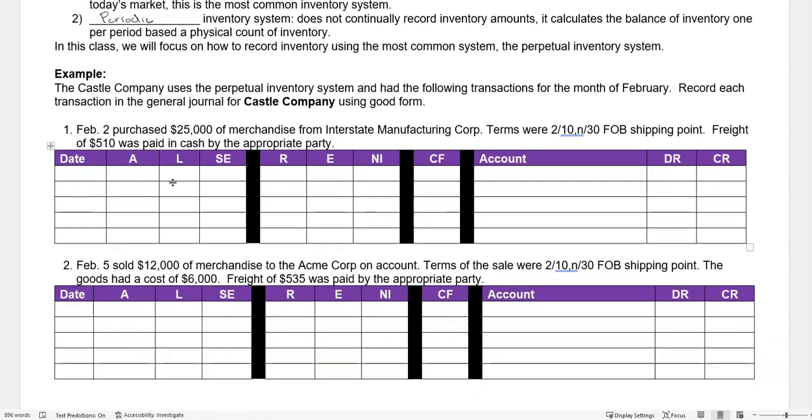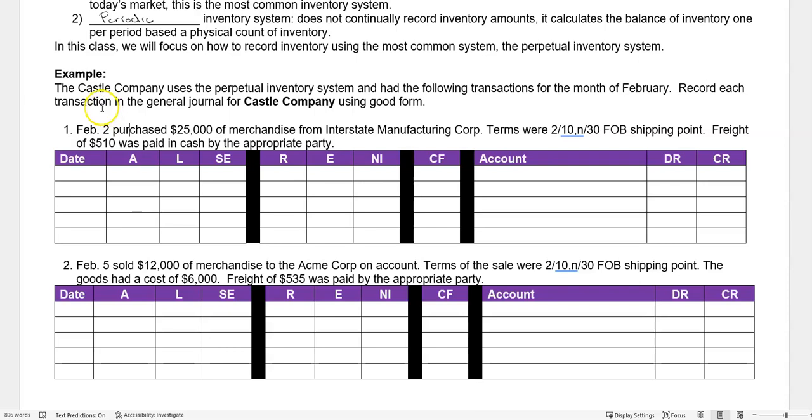So let's look at some entries that will be made during the cycle for this company using perpetual inventory. The Castle Company uses the perpetual inventory system and had the following transactions for the month of February. Record each transaction in the General Journal for Castle Company using good form. All right, so February 2nd, we purchased $25,000 of merchandise from Interstate Manufacturing Corp. All right, so here, Castle Company is our company. So remember, economic entity. We're only worried about Castle Company here.